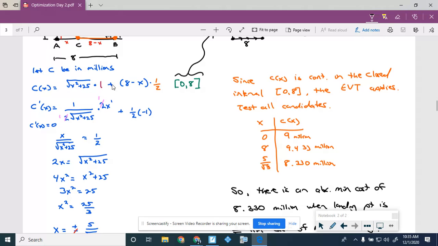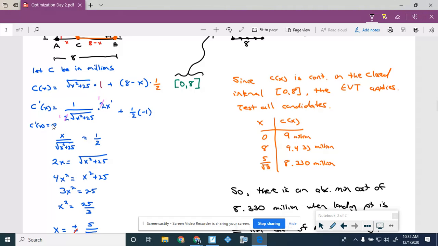So it's the sum of the derivatives. The derivative of this, I have to use the chain rule. I view this as radical stuff. So the derivative would be 1 over 2 radical stuff times the derivative of stuff, times the derivative of that innermost function. The derivative of x squared plus 25 is 2x. Notice I crossed out the like factors of 2 there. Then plus, I have to take the derivative of this now. Now this is a constant times a function, so its derivative is just the constant times the derivative of the function. And the derivative of 8 minus x is negative 1. So this is now my derivative.